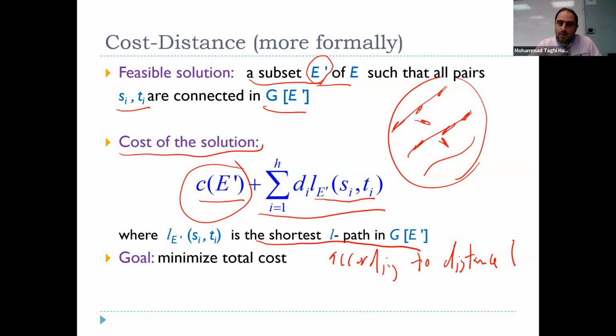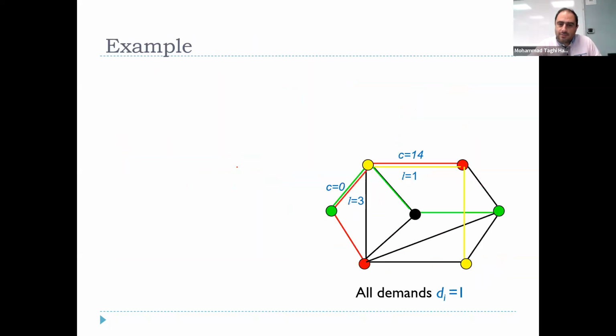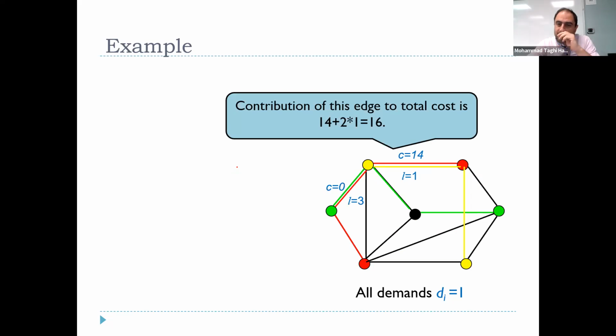So this is the concept of cost distance essentially that we have. So let's see just one example here. For example, here, assume that this is the example. These are the pairs, those that have the same color, these are the demand. So for this guy, all the demands here, we are assuming that the demands, even you can consider d_i equal to 1.